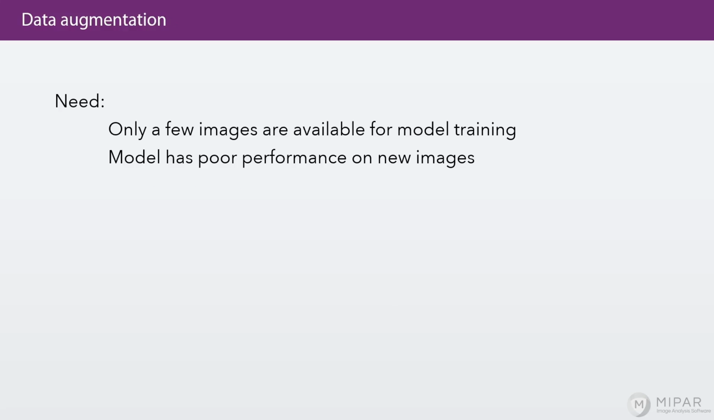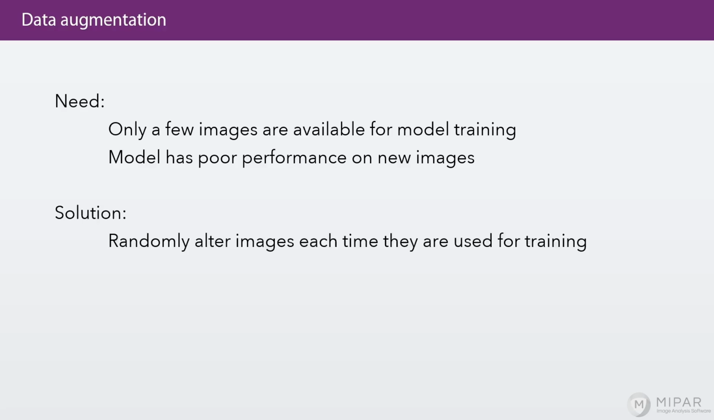Now, the next need we'll address is, what if you only have perhaps a dozen or so images in your training set? This could result in a poor model. It can also result in a highly overfit model, which can process the few images it was trained on, but doesn't know how to handle new images. And a solution is data augmentation.